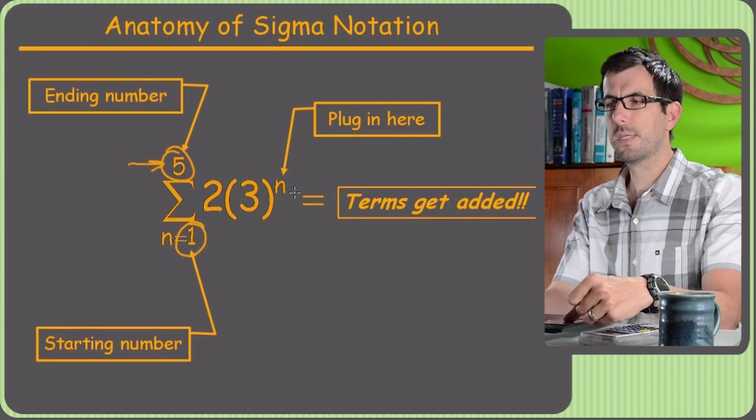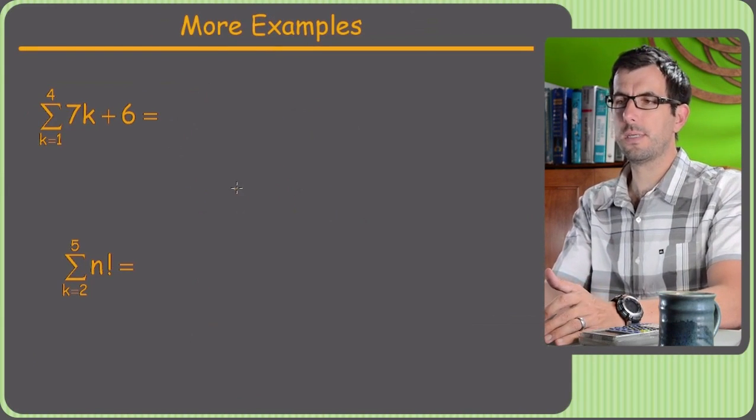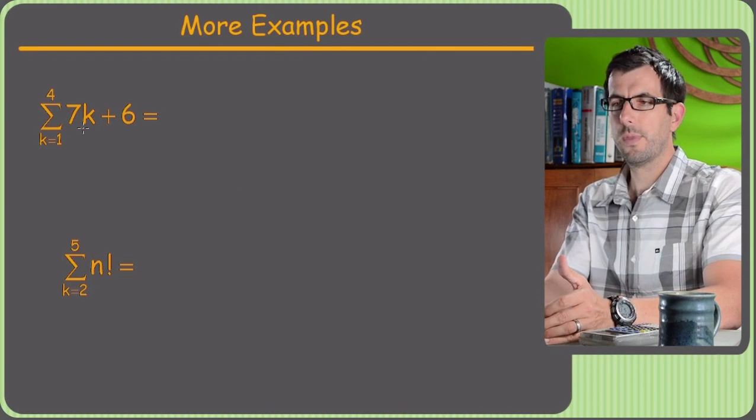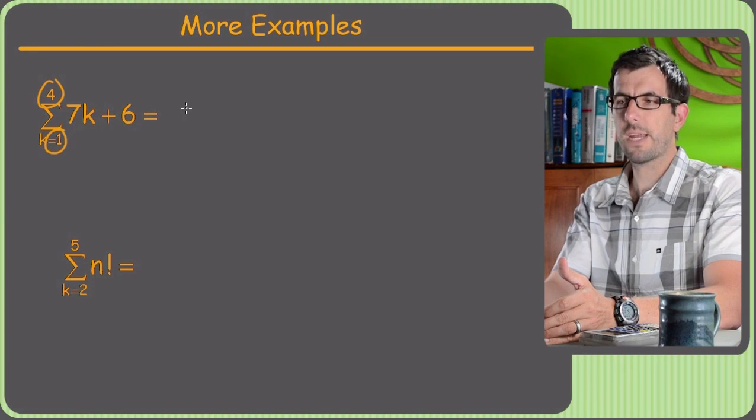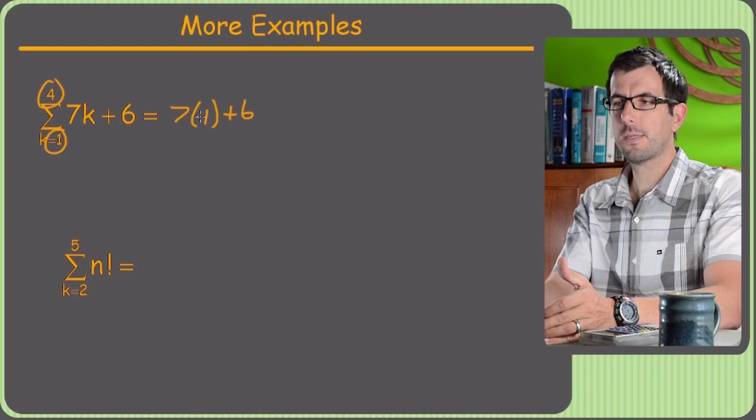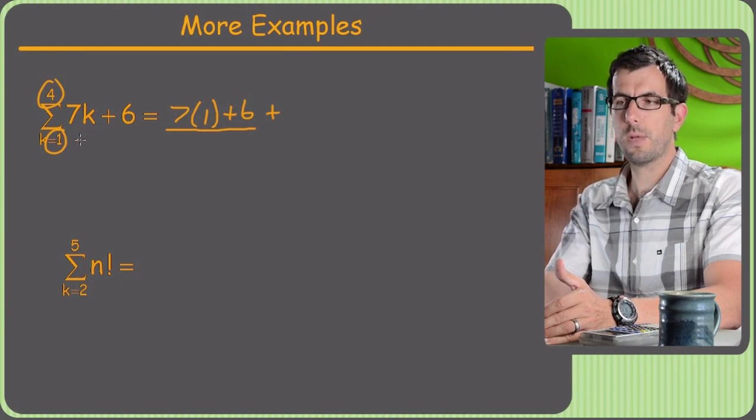Let's take a look at a few examples that aren't really quite that sequency. So this one we're going to go from 1 to 4. So we'll start at 1. We just plug in 1 for k. So there's going to be 7 times 1 plus 6. This is our first term. Now that I've plugged in 1, I'm going to plug in 2. So what happens when I plug in 2?